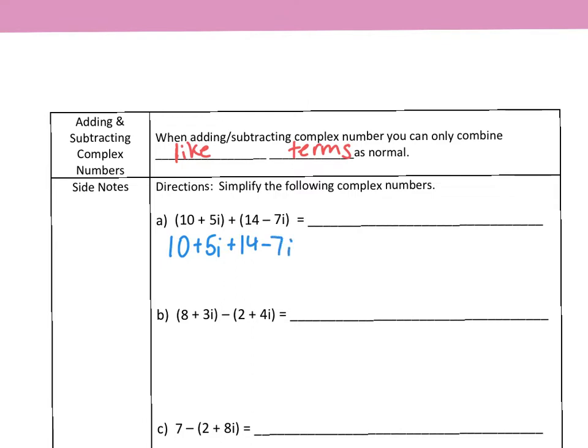In the warm-up, our next step was to combine like terms. We're going to do the same thing here. What are my like terms? 10 plus 14 is, and 5i minus 7i, what is that, Timmy? Perfect.